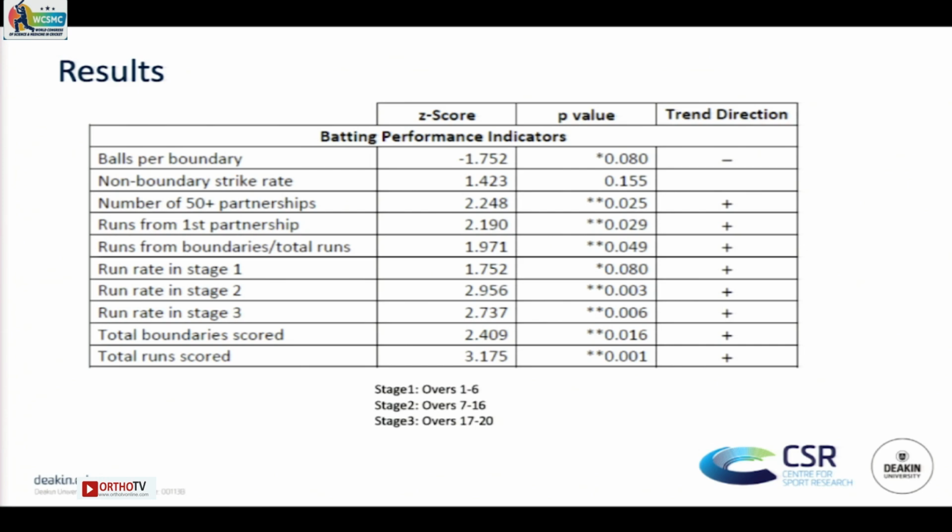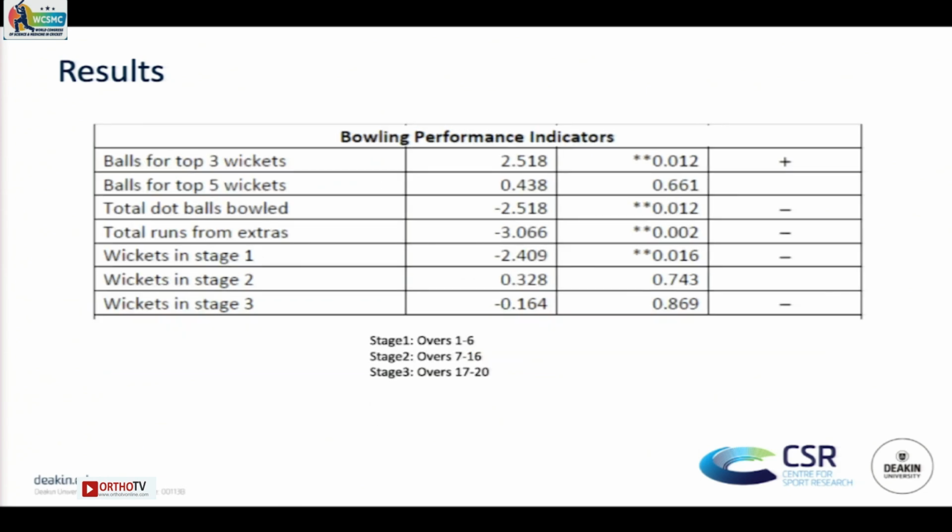And as you can see, yes, for almost all of the performance indicators, there was a significant trend evident in the data. But I want to point out the most important ones. So total runs scored is on a positive trend. So that means it's increasing over time. The next couple of important ones possibly explain the total runs scored, run rate in stage 2 and 3, and then that's also possibly because the number of 50-run partnerships is increasing.